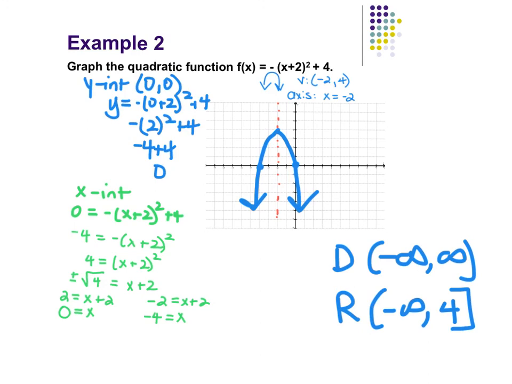Is this function symmetric to the y-axis? Is it even? No. Is it odd? Symmetric to the origin? No. Right? Not symmetric to the x-axis, not symmetric to the y-axis. It is symmetric along the axis of symmetry, so don't confuse those two, right? It's symmetric along the x equals negative 2, but not symmetric to the y-axis.